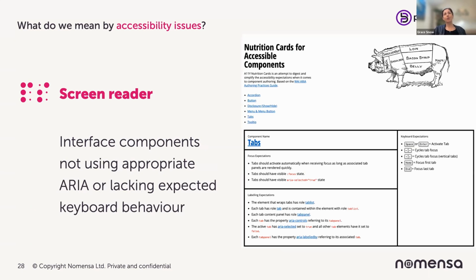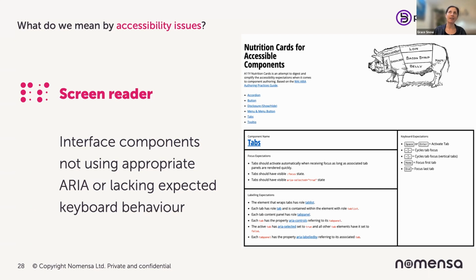Another screen reader issue is interface components, that's UI components, not using appropriate ARIA or lacking expected keyboard behavior. I think there's a lot of confusion about ARIA, and it's a little bit harder to learn. The focus of ARIA is about role and state most of the time. It's what the element is and what its state is, and relationships between different things. So it's what controls what.